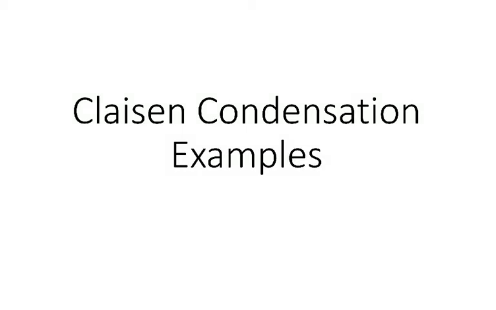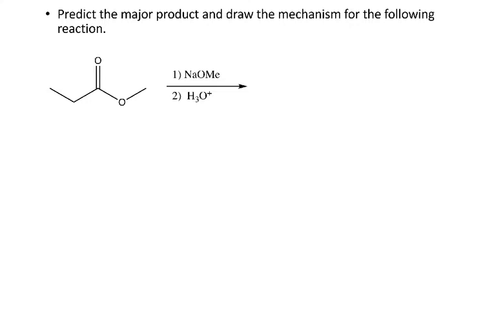Okay, so let's continue our discussion of Claisen condensations and look at some specific example problems. All right, in this first example, we want to predict the major product and then draw the mechanism for the reaction. So when I draw the products of a Claisen condensation, I actually do it sort of the opposite way, or sort of flipped around, than the way the textbook author does it.